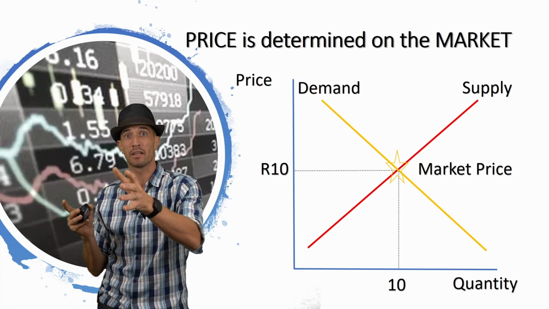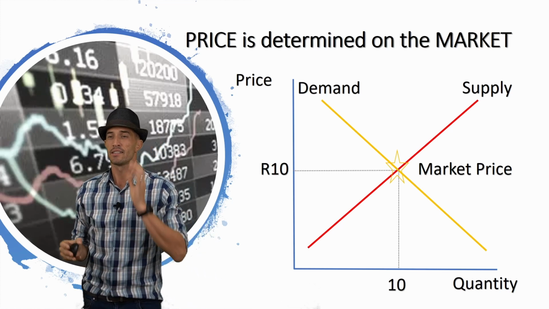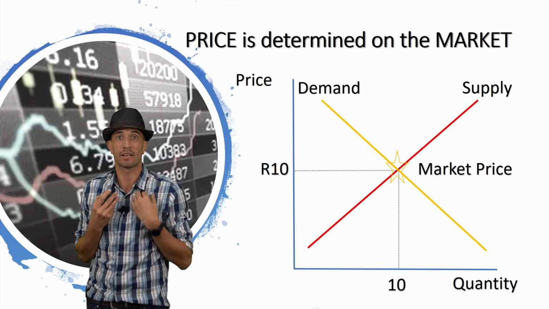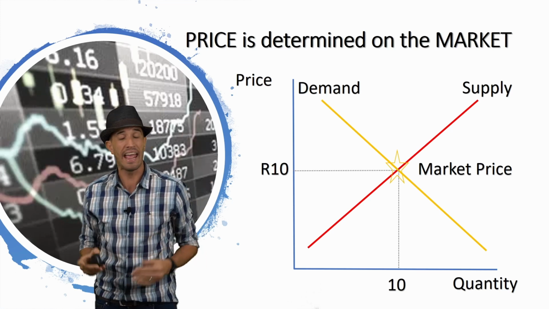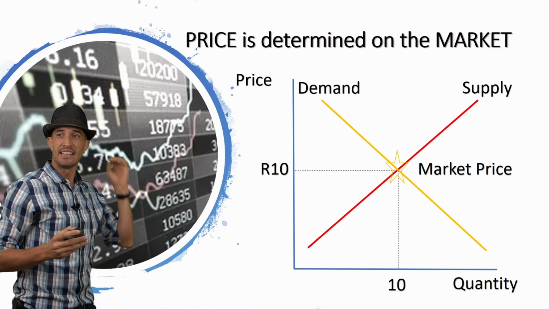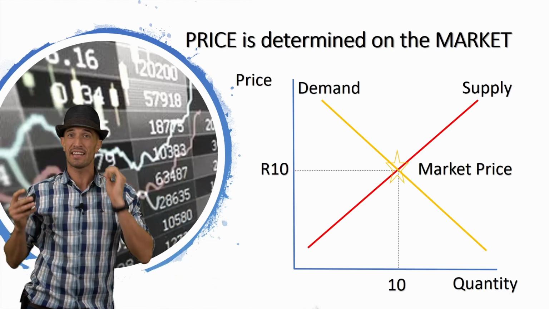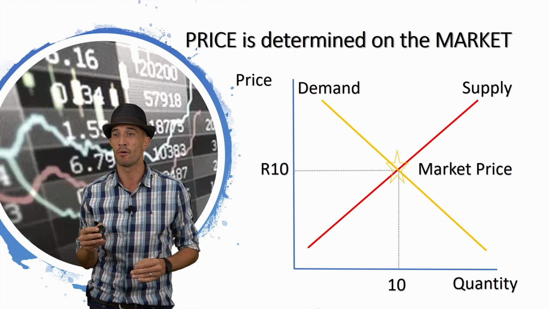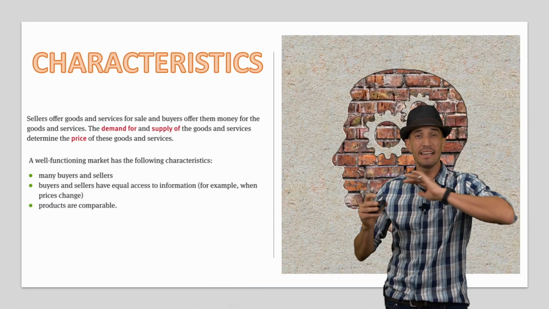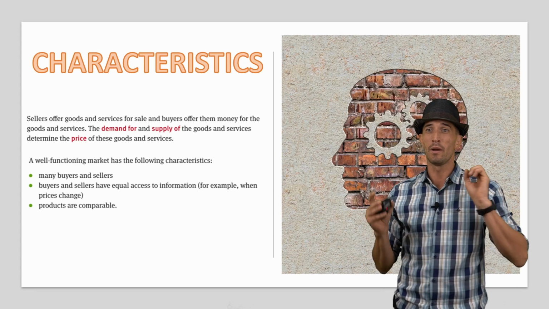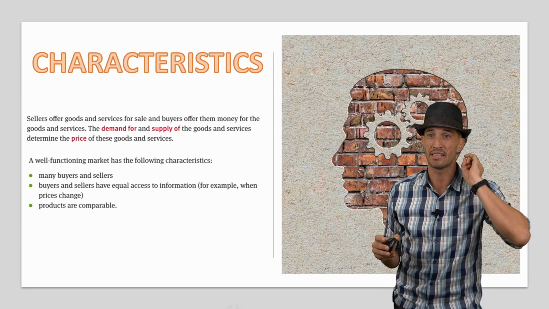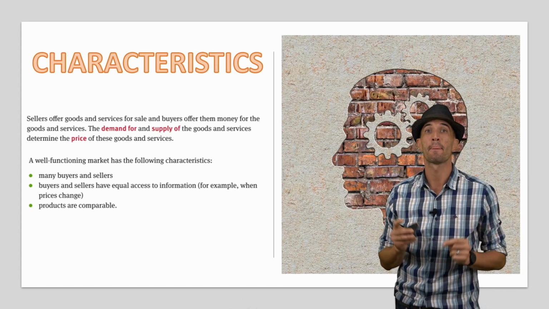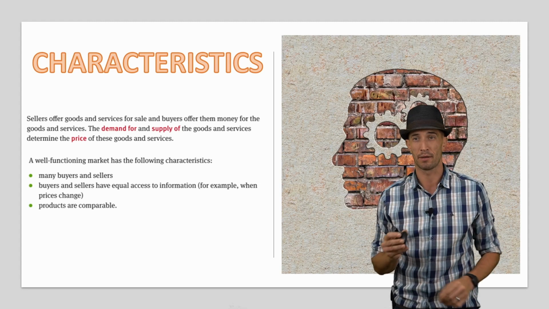So how do we know what price we have to buy it at? Now, price is determined on this market, right? We have to look at the demand for a product. How much do we want this product? Is the price low enough that we want to buy it? And then we have to look at the sellers saying, how much are we willing to sell this product for? And where that demand and supply intersect, that is the market price. So in conclusion for this video, the characteristics of a good market are that there are many buyers and sellers, the buyers and sellers have access to the same information, and the products that you want to buy and sell are comparable.